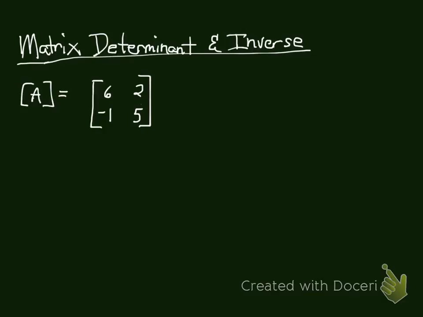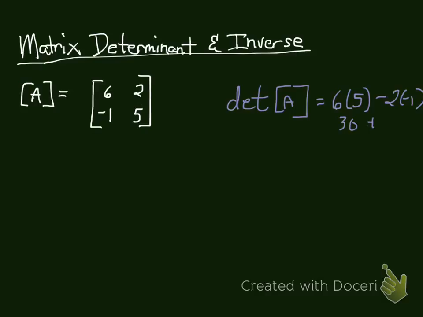So remember, with our determinant, it's kind of like a cross multiplication. So the determinant of the matrix A, we would start first row, first column, so it would be 6 times 5. We're going to subtract 2 times the negative 1. So 6 times 5 is 30, and 2 times negative 1 is 2. So my determinant is 32.